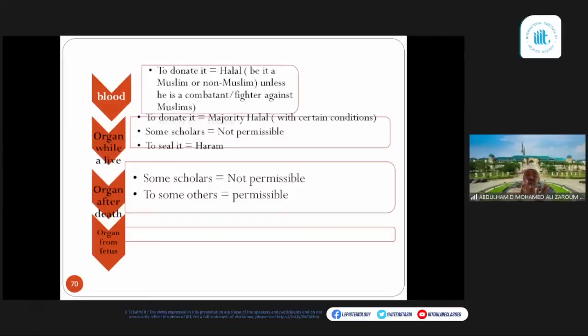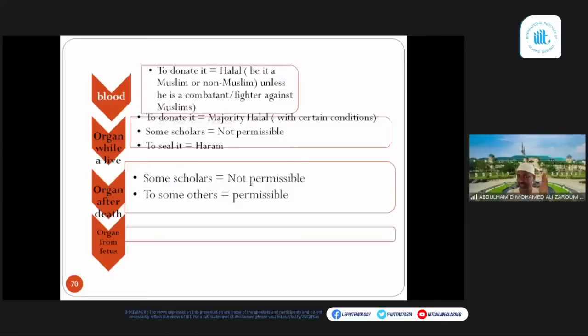Okay, so if it is an organ donation while you're still alive, the majority of scholars are in favor of it with certain conditions. We'll mention them, inshallah, after a while. Some others said it is not permissible because your body doesn't belong to you. So how can you donate something that is not yours? But surely to sell it is haram. To sell your organs, to make profit out of it, is haram.